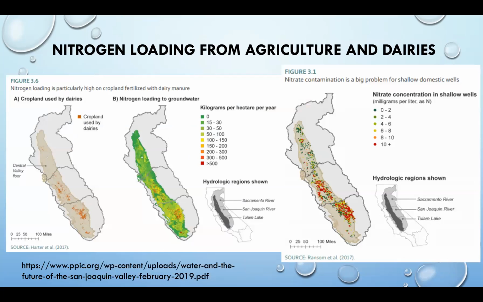The Public Policy Institute of California and UC Davis have a lot of literature about nitrate loading in the Central Valley, and also levels with dairies and manure applications that have caused nitrate contamination in drinking water, and also other fertilizers and pesticides.